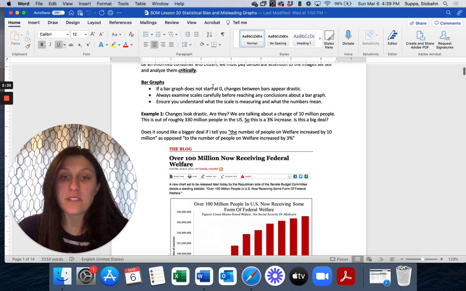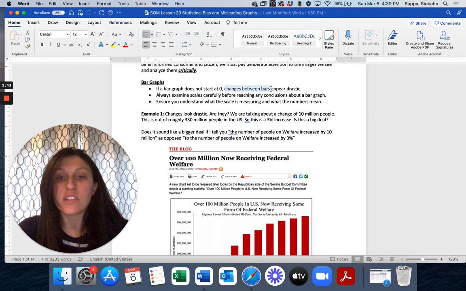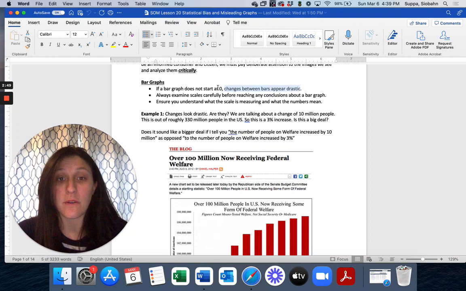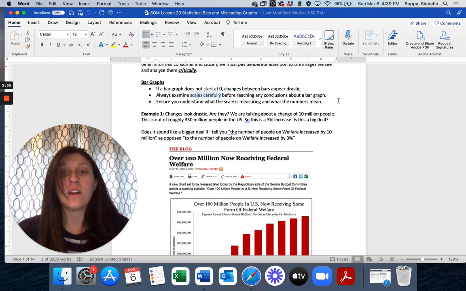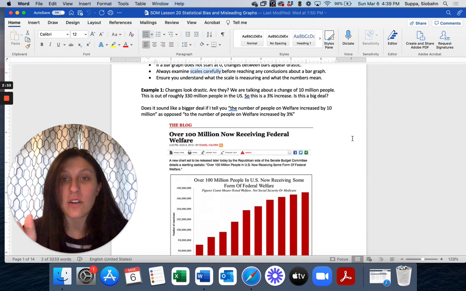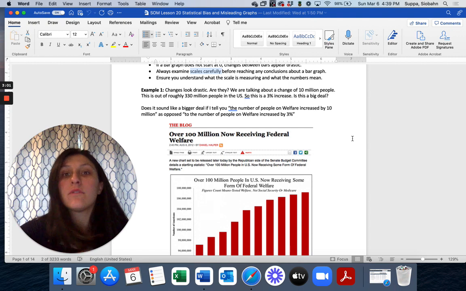If a bar graph does not start at 0, that is cause for concern. So that means we should think about what we're looking at, because the changes in the bars can appear very drastic if the graph does not start at 0. In addition to that, you should always examine the scales very carefully before you think about what the data means. So if you don't understand what the scales are on the graph, then you don't have any clue what the data means.